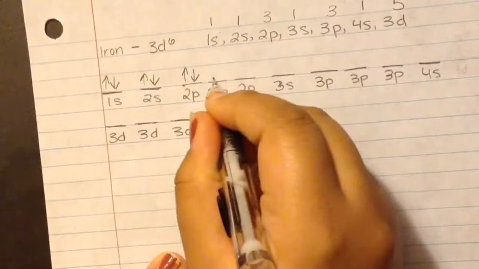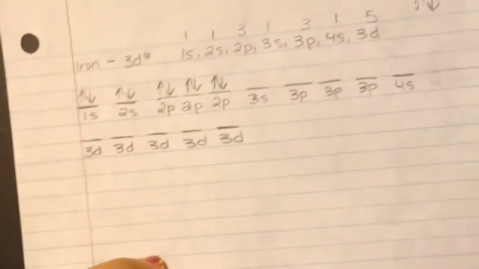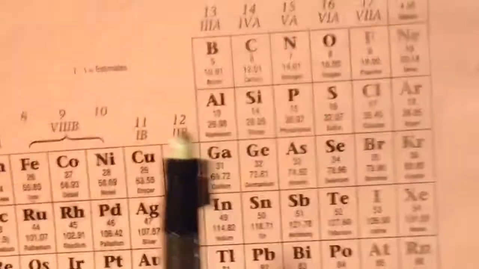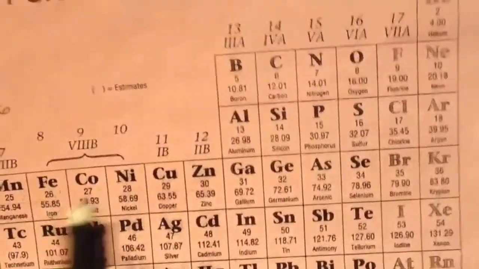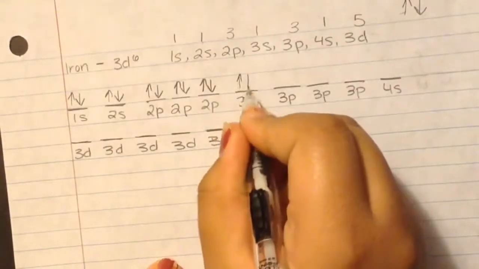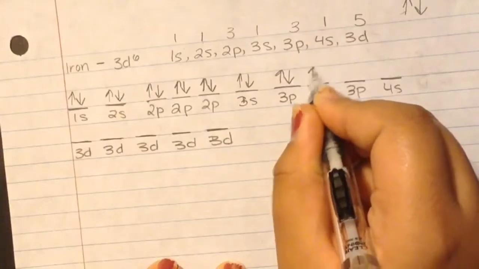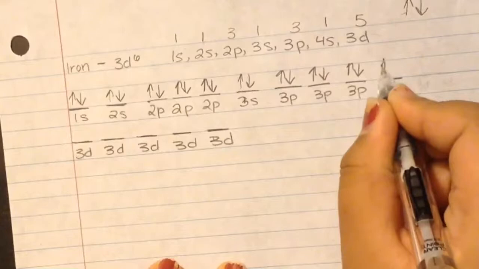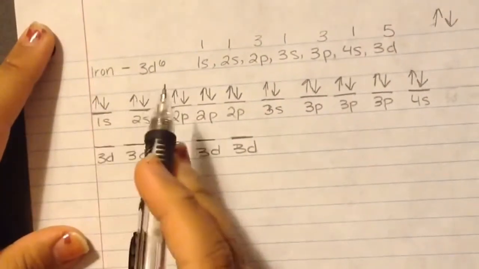These sections are also complete because it's already past 2p. And in case you forgot, 2p would be right here because iron is right here, so it already passed that section. 3s is also passed. 3p is passed. 4s is passed. And now the 3d6.